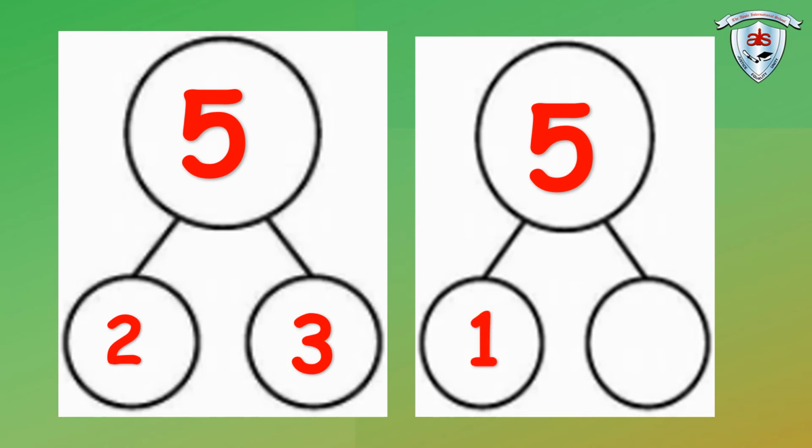It's 1. And the number is 4. Yes, 1 and 4 make 5 and 2 and 3 make 5. Can you see the total is same? Yeah, but they represent in different way. Okay, so this is number bond.